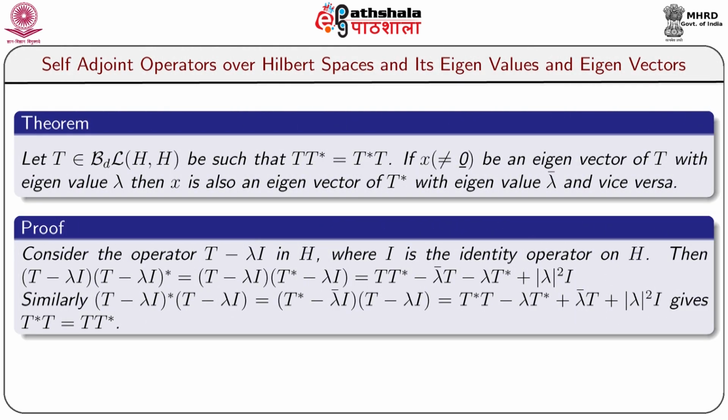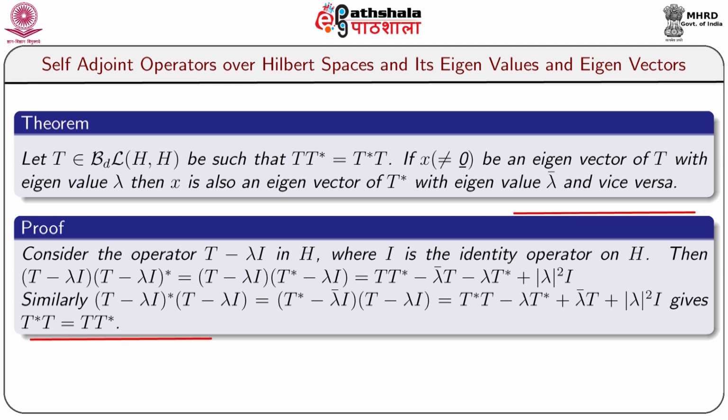In this connection, let us take a theorem. Let T be a bounded linear operator from H to H such that T T star equals T star T. If x is a non-zero eigenvector of T with eigenvalue lambda, then x is also an eigenvector of T star with eigenvalue lambda bar, and vice versa. The proof looks like this.